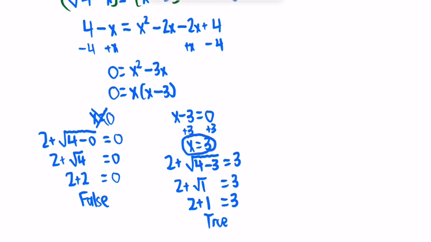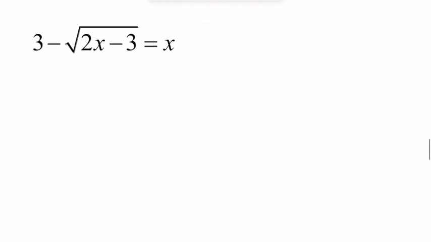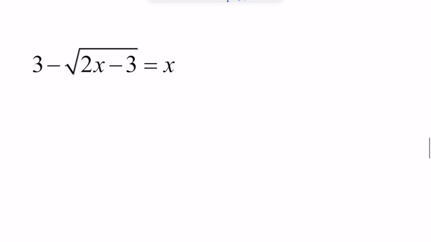You'll often end up with one true answer and one false answer, but sometimes they are both true or both false. So you do need to check, if you have multiple answers, each individual answer one at a time. If you'd like to try the next problem on your own, pause the video now and resume when you're ready to see the solution.